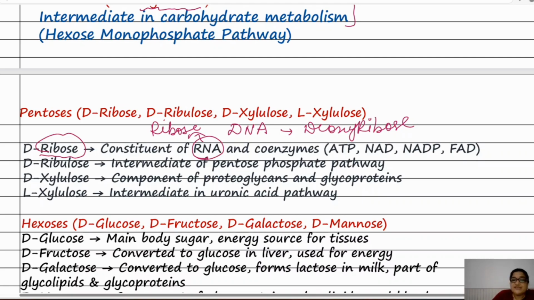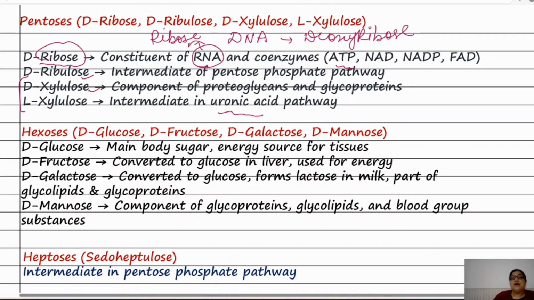Also, riboses are present in coenzymes such as ATP, NAD, NADP, FAD. Also there are ribulose and xylulose, which is D-xylulose and L-xylulose. I'll tell you the difference between D and L later on. They are important components of proteoglycans and glycoproteins, and xylulose is also an important intermediate in the uronic acid pathway. Now let us talk about the hexoses.